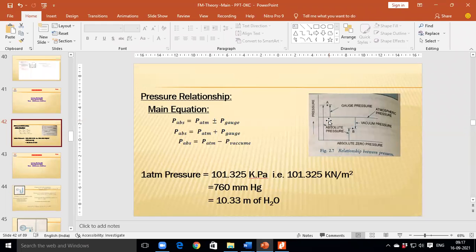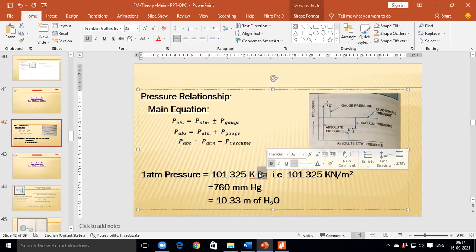You know the value of atmospheric pressure: 1 atmospheric pressure is 101.325 kPa. kPa is kilopascal. 1 atmospheric pressure is equal to 101.325 kilopascal, and we already know the Pascal conversion. What is the conversion from Pascal to Newton per meter square? 1 Pascal is equal to 1 Newton per meter square. So in kilopascal, Pascal is replaced by Newton per meter square, and K stays as it is, giving kilonewton per meter square.